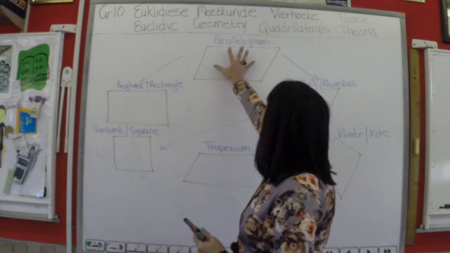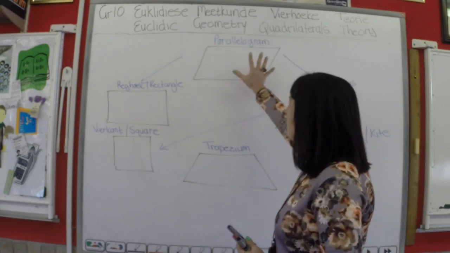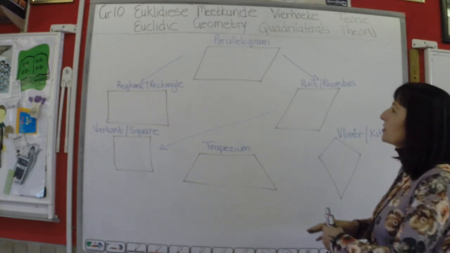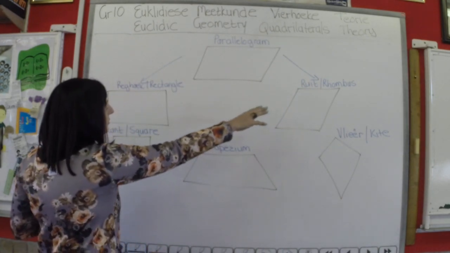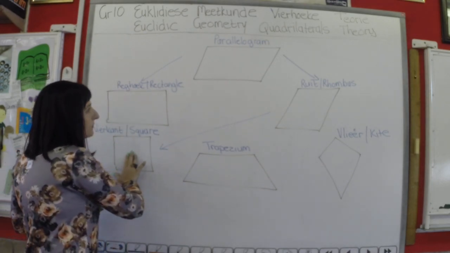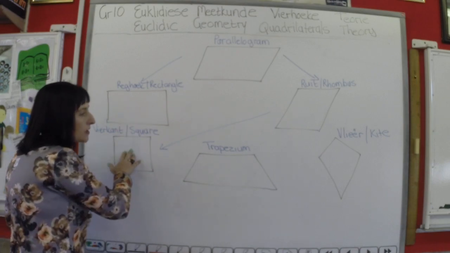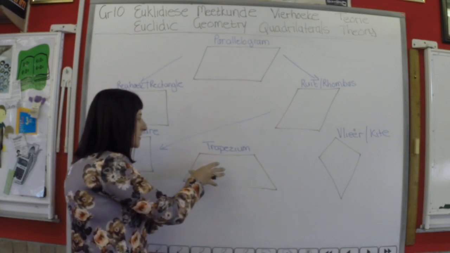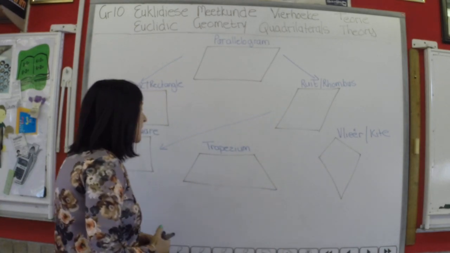Ons begin heel bo by die parallelogram. Dit is die ouetjie wat 'n basiese een is. Ons gaan nou sien hoekom juffrou so sê. Then we work to the rectangle and the rhombus. En daaruit gaan ons sien die rhombus en die ruit is baie naby aan mekaar, en die reghoek en die vierkant is ook baie naby aan mekaar. The two quadrilaterals that's a bit different is the trapezium and the kite.